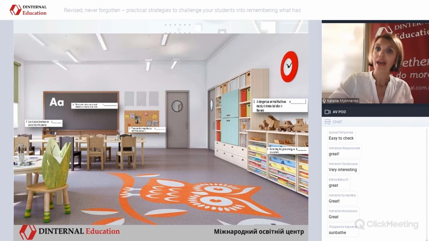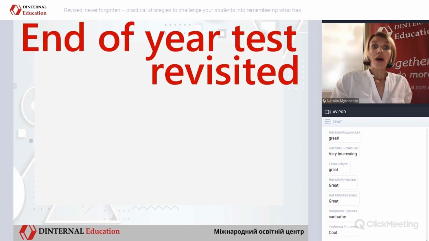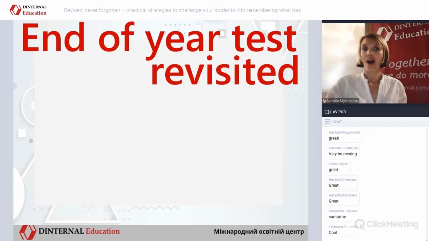He or she is going back, dictating the definition, and then they write the word all together. So here there are different options to choose from. It's up to you what to choose and how to do this activity. Well, so that was our end of year test revisited.